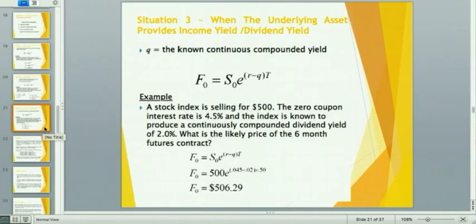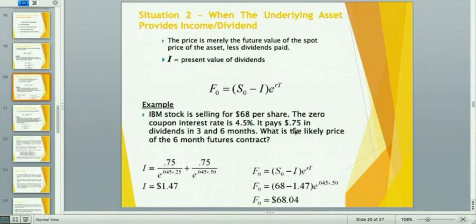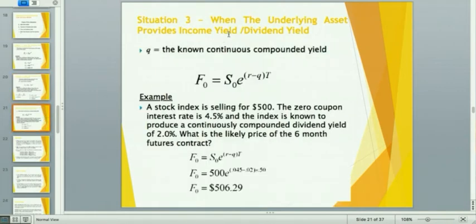Let's come to situation 3. Situation 3 is when dividend expected is expressed in percentage terms. We just modified again the formula a bit. When the underlying asset provides income yield or dividend yield, here we had absolute numbers in terms of the income or the dividends that we were receiving. Here we would have percentages. So a very small little change. What we are doing is we have this thing called q, the known continuous compounded yield. It is the expected rate of dividend or dividend yield.